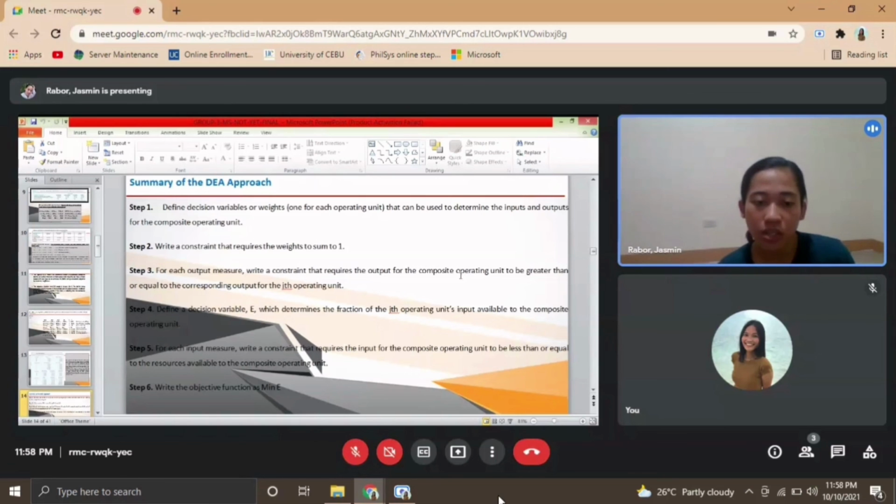Step 5, for each input measure, write a constraint that requires the input for the composite operating unit to be less than or equal to the resources available to the composite operating unit. So, mao ni ganina ang general form for the input constraint, that input for the composite operating unit should be less than or equal to the resources available to the composite operating unit. And lastly, step 6, write the objective function as minimize E.